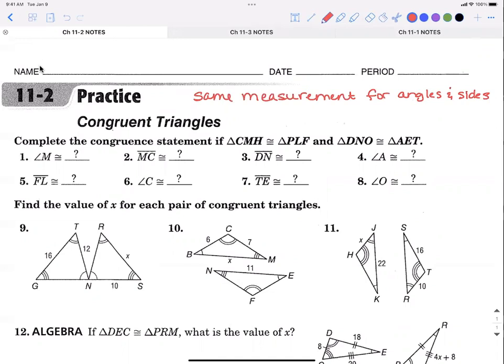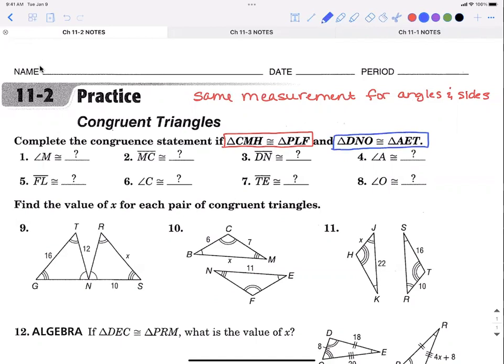All right. So if we are not given a picture, we're just given it like this right here. This tells us that triangle, that's what that triangle symbol means, triangle CMH is congruent to APL. And if that's the case, that means all the sides are congruent and all of the angles are congruent. And then likewise, we've got triangle DNO is congruent to AET. So that's a second set of congruent triangles.